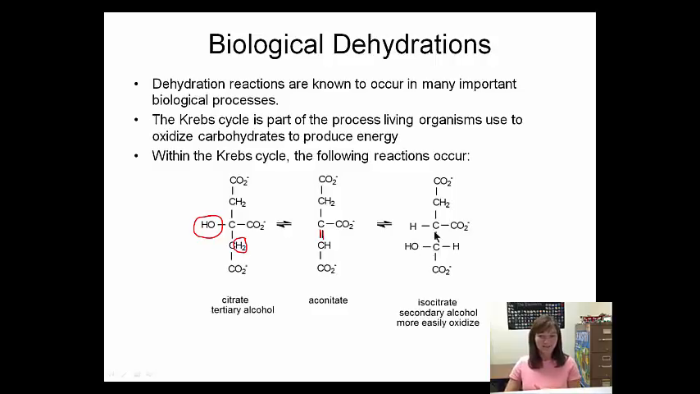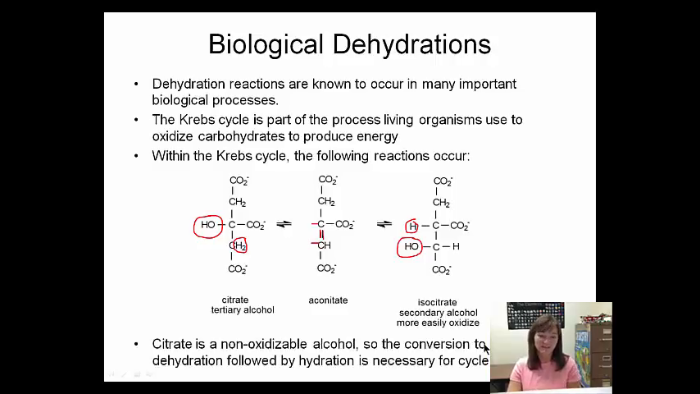But this time, when they break that double bond right here and add something back to these two carbons, the water is added in the opposite direction, where the hydroxyl group is on this carbon and the hydrogen is up here. This particular molecule is a secondary alcohol, which is more easily oxidized in the Krebs cycle. So it does this dehydration and hydration step to get to a molecule that's more easily oxidized.